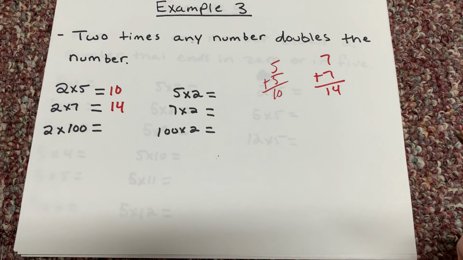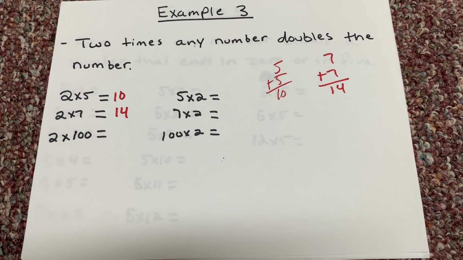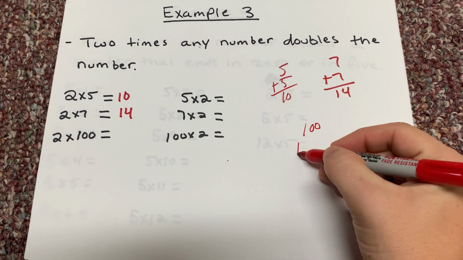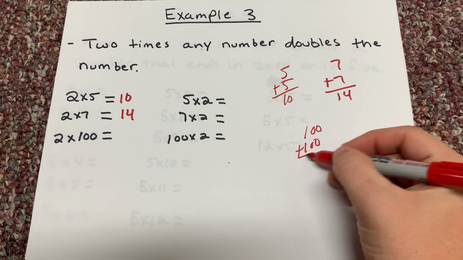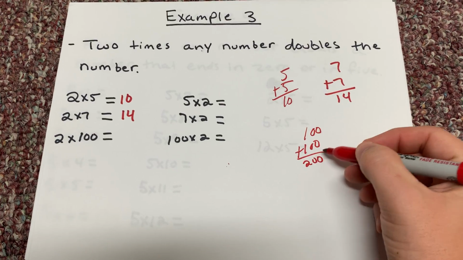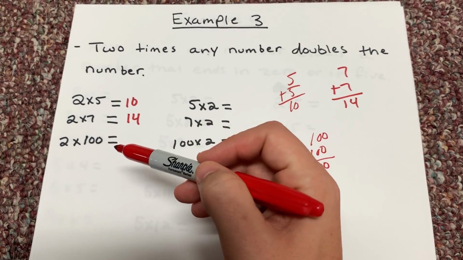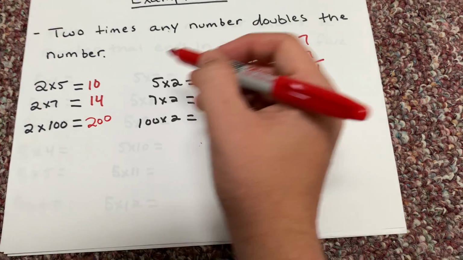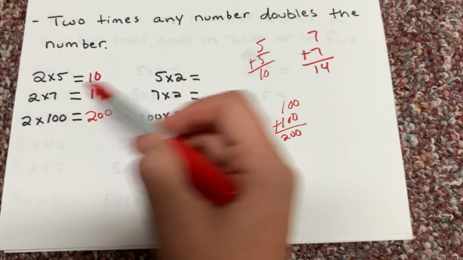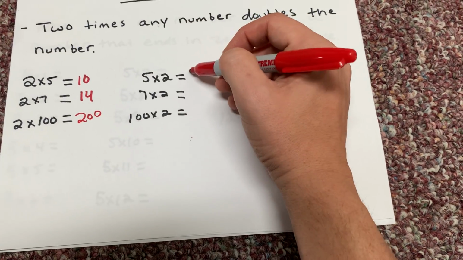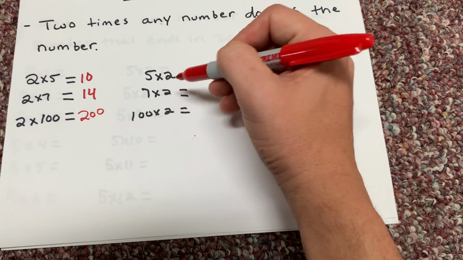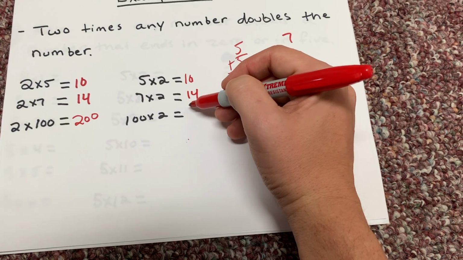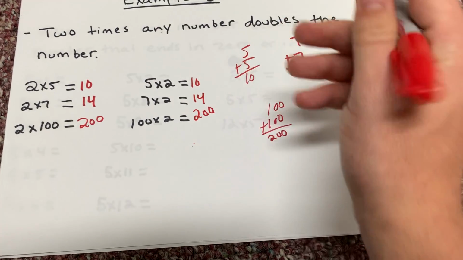Let's look at the next one. 2 times 100. It's the same thing as writing 100 plus 100, which we know equals 200. So the same thing, 2 times 100 equals 200. And it's the same thing over here, just flipped in different order. So now I have 5 times 2, which is still the same thing, 10. 7 times 2, which equals 14, and 100 times 2, which is still 200.